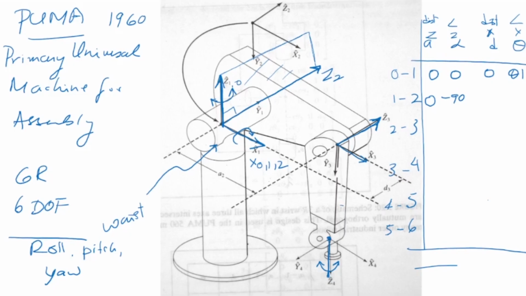What about the distance between the x-axis? So x1 and x2 are the same axis here, so it is shown as 0. There's no distance between them, or they're intersecting at a point. So it is 0 and the variable is theta 2.